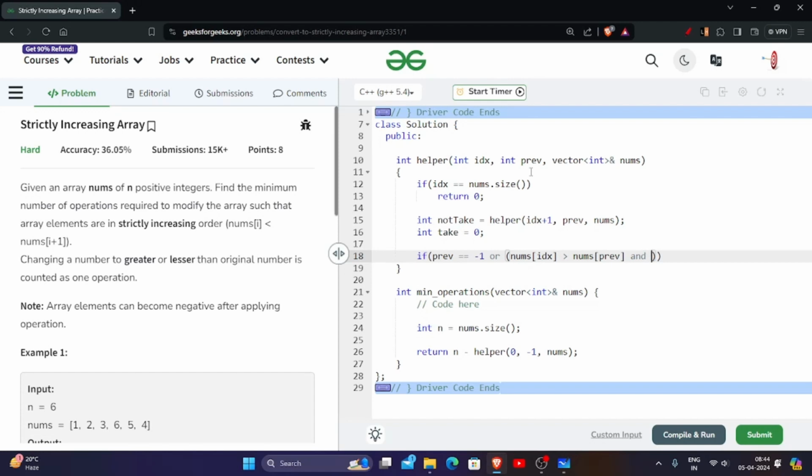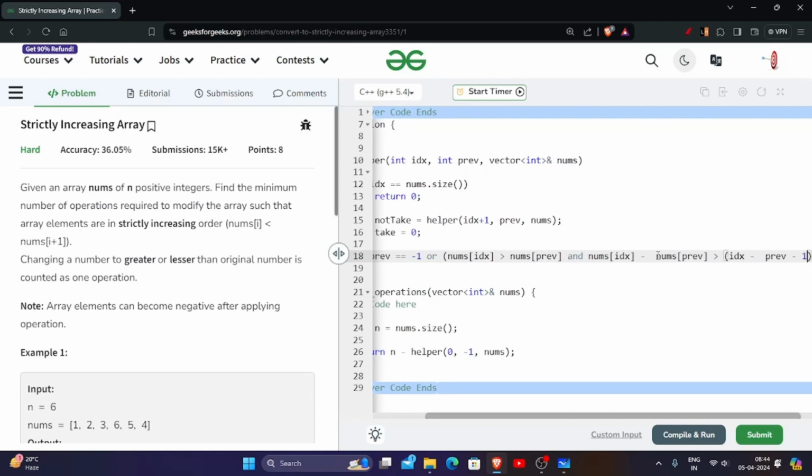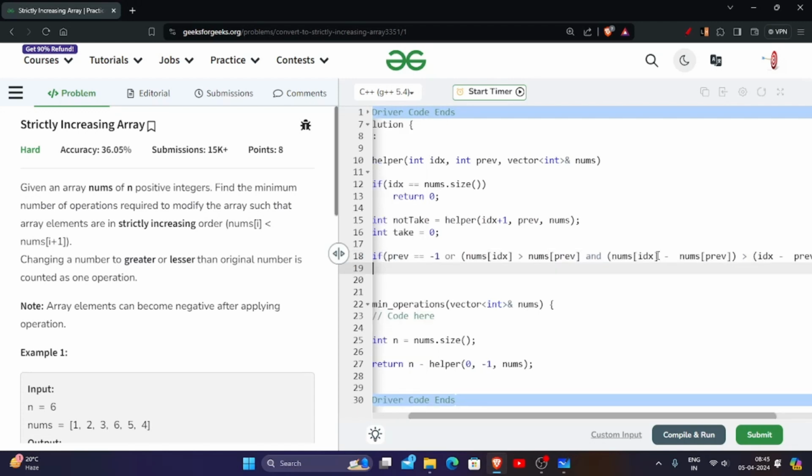Okay, and only a greater element is not the condition. If I am fixing these two bounds, the number of elements I should be able to accommodate, that is in the range. So their difference should be greater than the number of elements I have to accommodate. And the number of elements I have to accommodate was index minus prev minus 1. So the difference should be greater than that. So if that's the case, I can say, okay, take is equal to max of 1 plus, because this will contribute to my answer, helper of index plus 1.